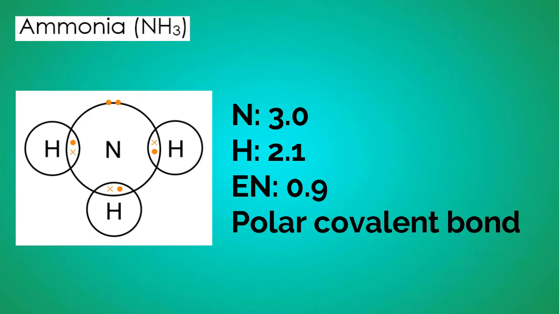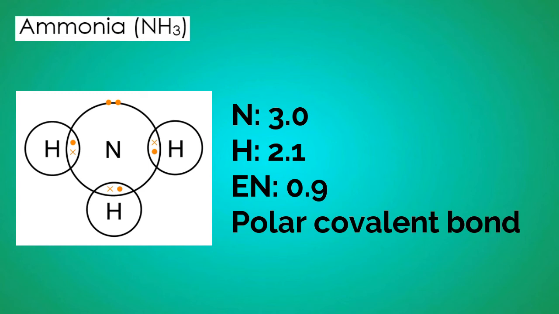Ammonia molecule is consisting of 1 nitrogen atom and 3 hydrogen atoms. Nitrogen has 5 valence electrons, while hydrogen has 1 valence electron. In ammonia molecule, 3 atoms of hydrogen form a covalent bond by sharing 3 electrons of nitrogen and hydrogen atoms, leaving behind 1 lone pair on the nitrogen atom.